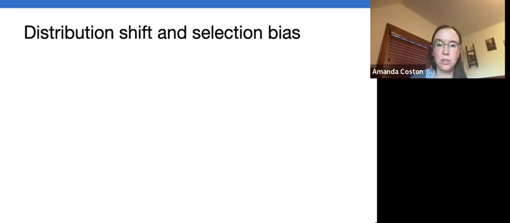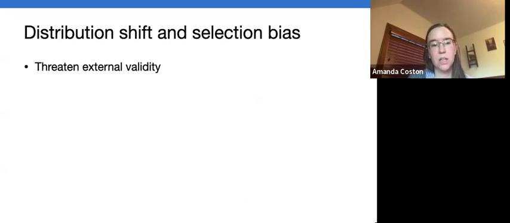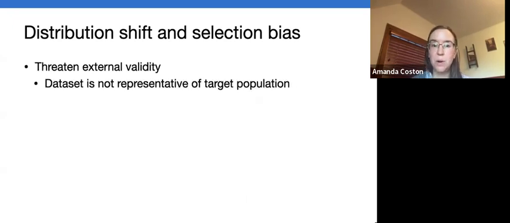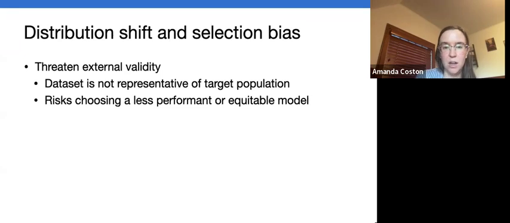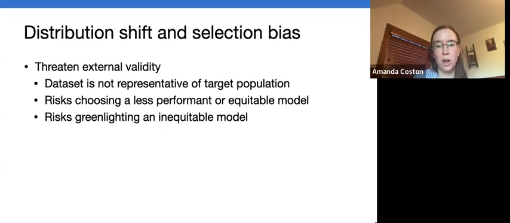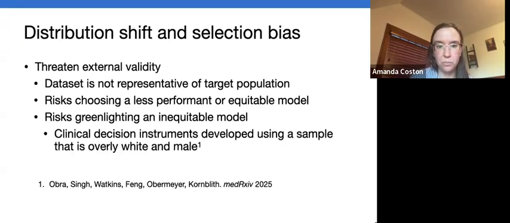Okay, so then the second set of issues, distribution shift and selection bias, also connect to these validity issues. This is also a problem of external validity because the data set is not representative of the target population. Again, if we fail to address this, then we may choose a less performant or less equitable model than what we would if we were really addressing these issues properly. Or we can even risk greenlighting an inequitable model because when we evaluate performance properties on this selectively biased sample, it may look like the model is pretty equitable, but if we really were to consider it on our target population, we would see that there was an inadmissible level of inequity.